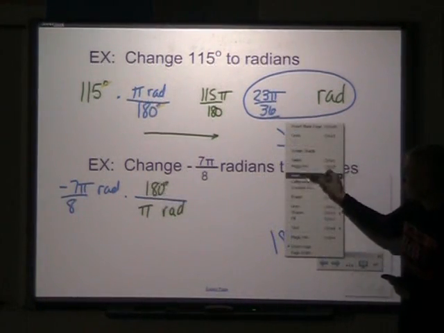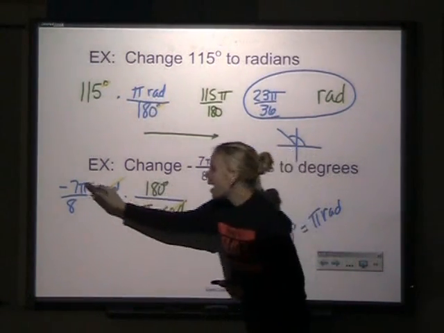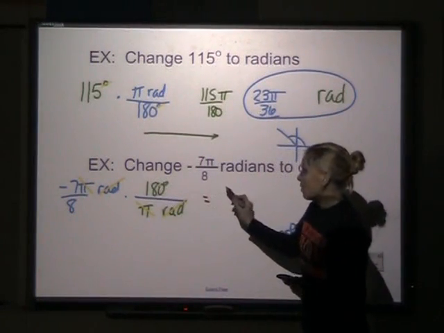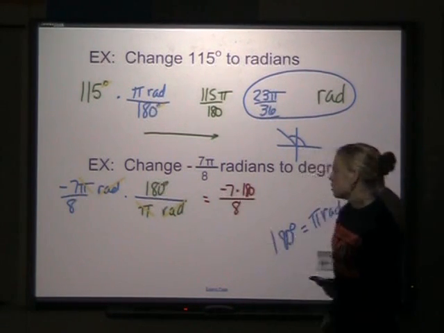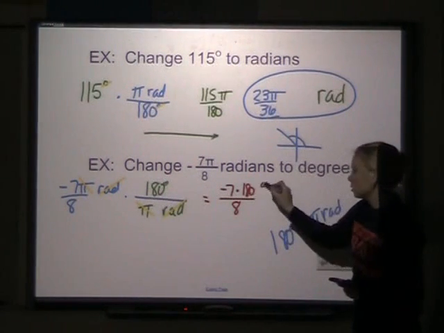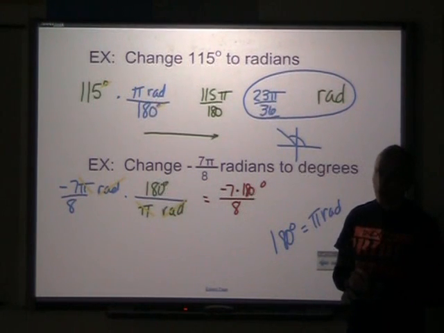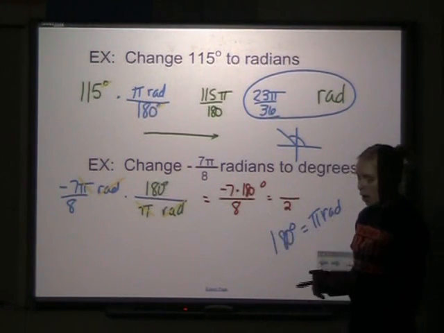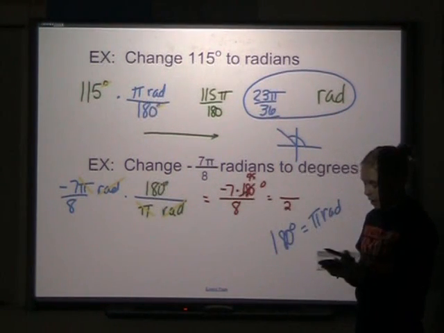There are two things that are going to cancel in this case: the radians and the pi. So when I go to simplify this, I'm going to write it this way: negative 7 times 180 over 8, and that's in degrees. I can simplify that because I know 8 and 180 have some common factors. They both have 4 that goes into them. So I'll be left with 2 on the bottom. 180 when you divide by 4 is 45. So I'm going to take 7 times 45.